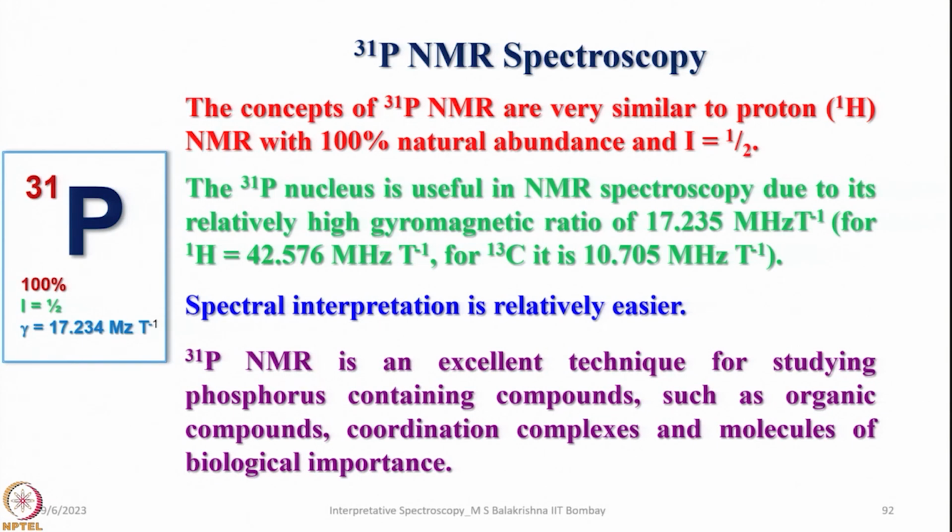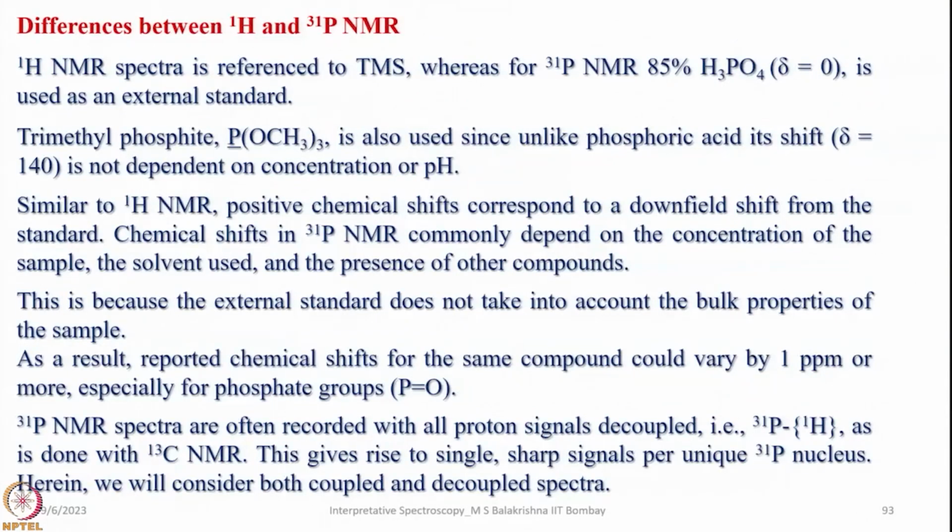31P NMR is an excellent technique for studying phosphorus-containing compounds such as organic compounds, coordination complexes, molecules of biological importance, and also materials containing phosphorus. Especially, it is very useful in understanding the intermediates in homogeneous catalysis if you have phosphines as ligands in those metal-mediated catalytic reactions. And now let us look into the differences between 1H and 31P NMR.